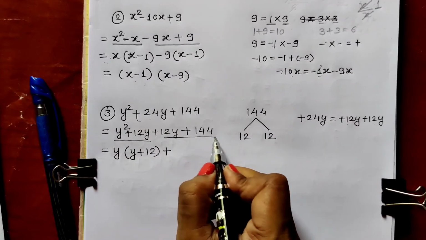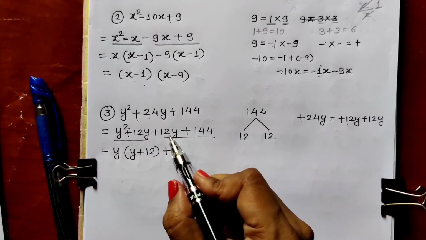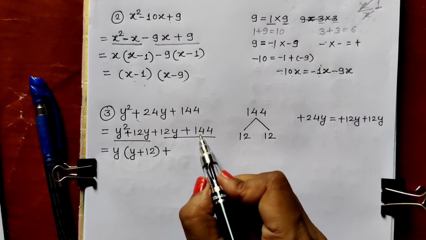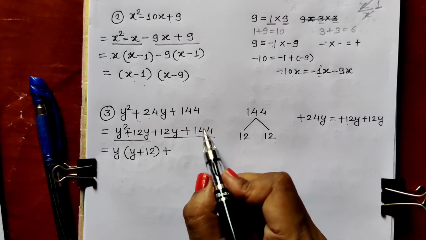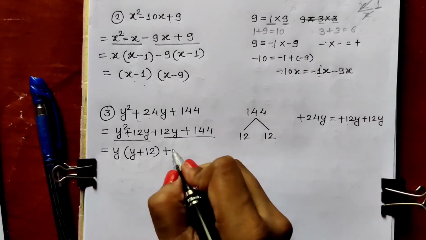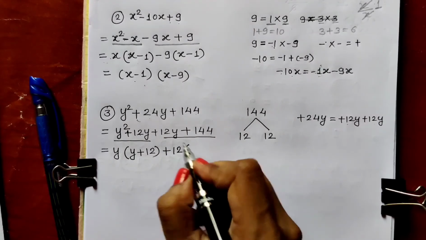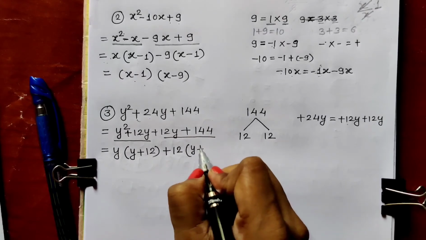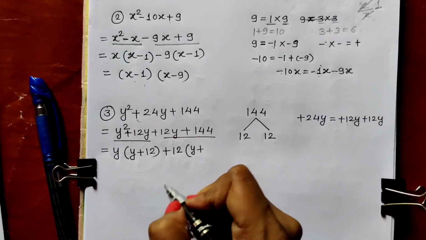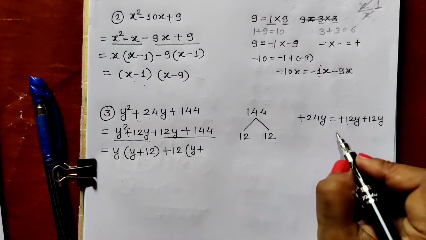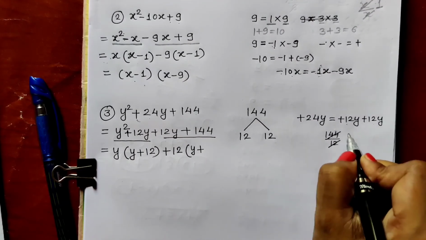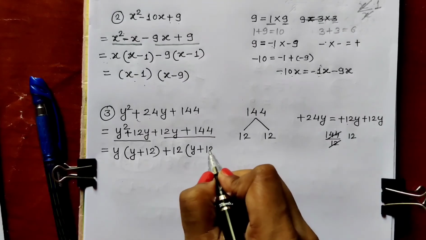From third and fourth term we have to take out common. We can see that 12 is the smaller number, 144 is the bigger number. 144 is divisible by 12, that's why 12 we can take out common. From third term 12 is taken out common, y is remaining, plus from 144 12 is taken out common. Taken out common means what? We have to divide. 144 divided by 12, what we get? 12 12s are 144, so 12 in the bracket.